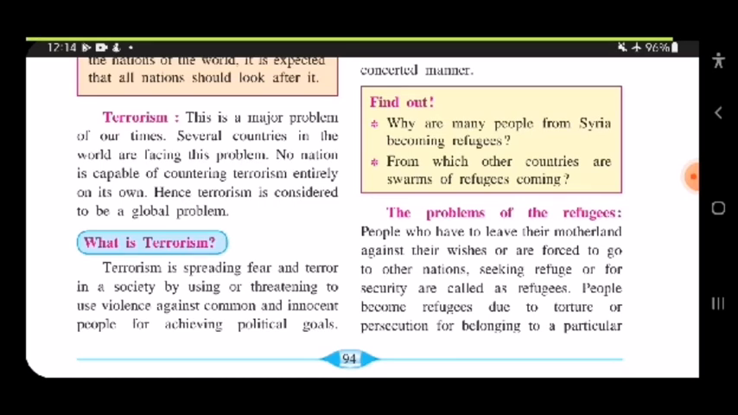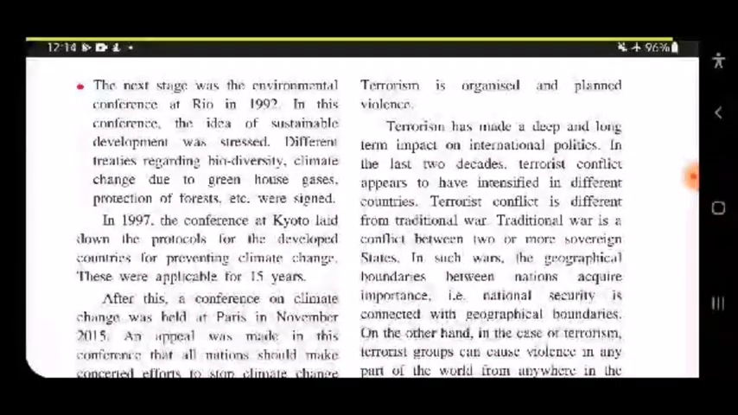Now, let's see what is terrorism. Terrorism is spreading fear and terror in a society by using or threatening to use violence against common and innocent people for achieving political goals. Okay, this is the meaning of terrorism. That means to harm people, to make them scared in the society, threatening them. That is creating violence for achieving certain goals. They want something, that is why they do this. Let's see further. Terrorism is organized and planned violence. So it is a planning which is being done.